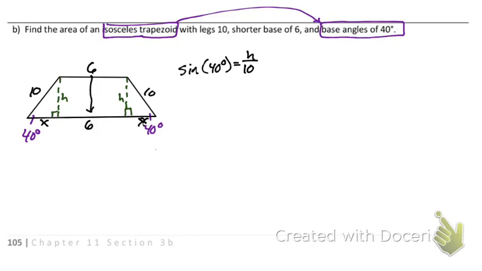What would cosine of 40 degrees equal in these triangles? Grant? x over 10. Yeah. So if I wanted to find x, we would use our cosine of 40 degrees, because cosine is adjacent over hypotenuse. The adjacent side to 40 degrees is our x over our hypotenuse of 10. We actually basically saw both of them. Our h is going to equal 10 times sine of 40 degrees.